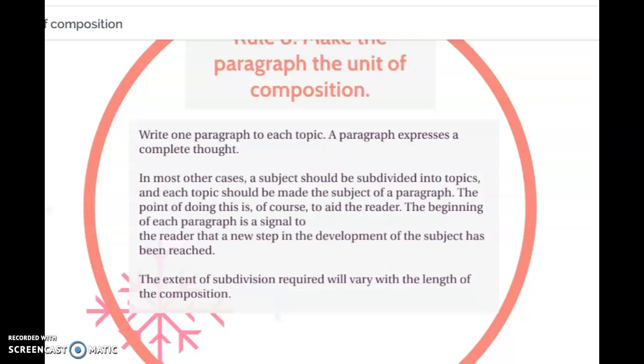Is my topic sentence in accordance with my thesis? Yes, it is. Is every one of my supporting sentences in agreement with my topic sentence and with my thesis statement? Yes, all of them are. Perfect. And so on. This is an exercise in which you have to really get into to make the paragraph the unit of your composition, one by one.